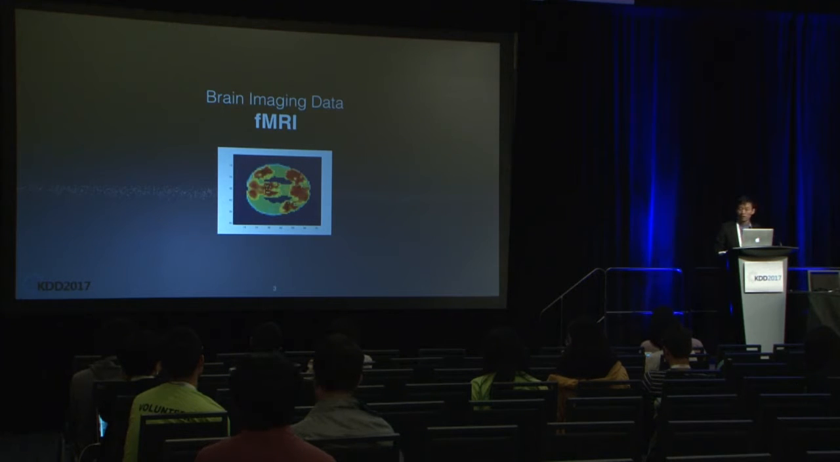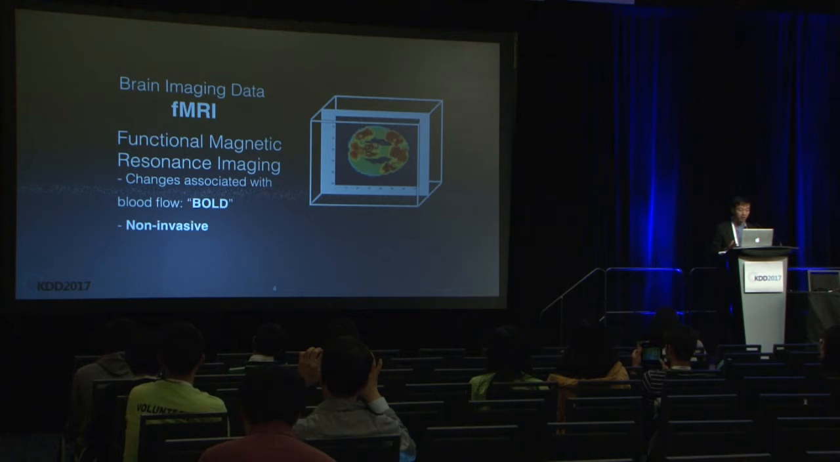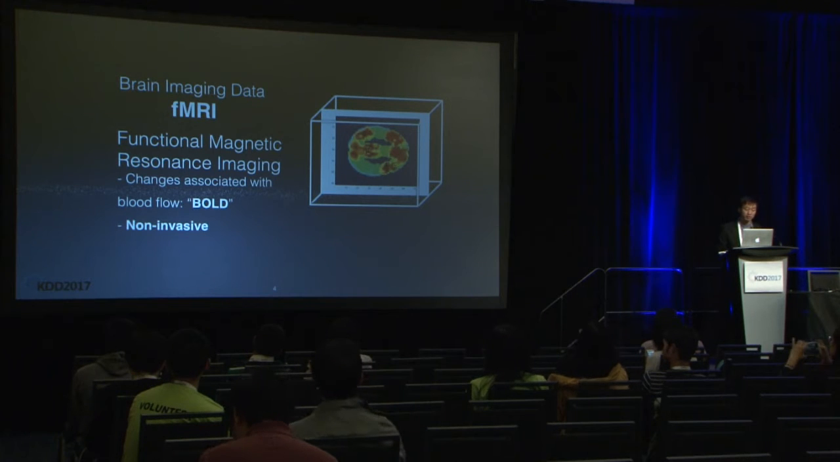Now let's take a quick look at the fMRI data. It stands for the functional magnetic resonance imaging, which measures brain activity by detecting changes associated with blood flow. The primary measure is blood oxygen level dependent contrast, also known as the BOLD measure. This is a non-invasive method for monitoring brain activity and has fostered very popular interdisciplinary research between neuroscience and data mining.